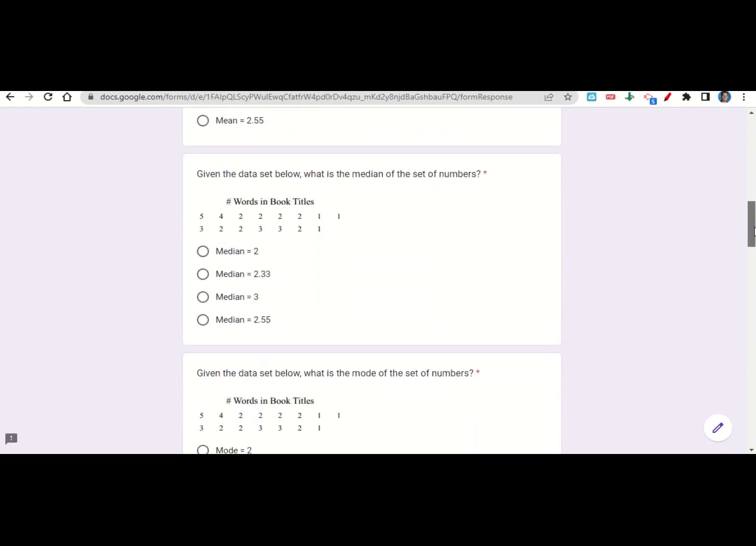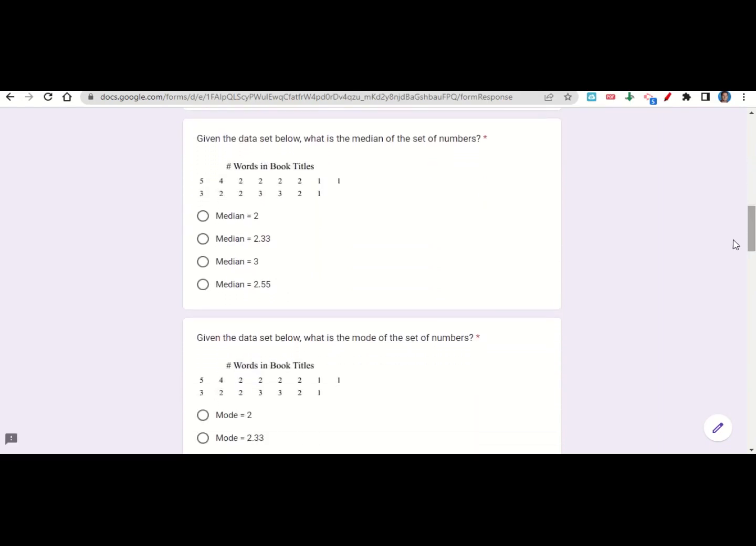Then we'll go ahead and scroll down. The next one says, what is the median of this set? So we're going to start canceling stuff out. So we cancel out the 5 and the 1 and the 4, then the 1 and the 3, then a 2 and a 3, a 2 and a 3, and all the rest that's left is 2s. So we know the median's then going to be 2.